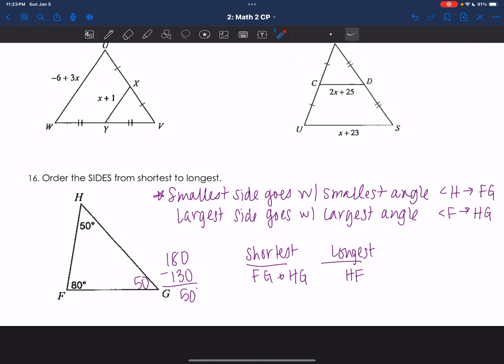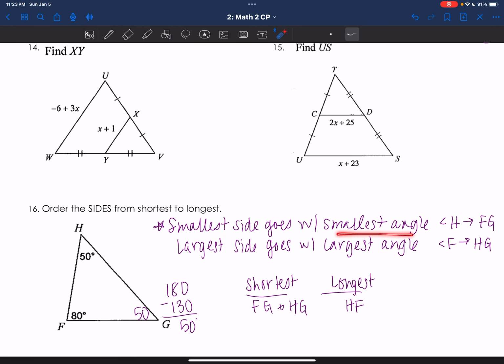All right, for 16, just remember the smallest side goes with the smallest angle, and the largest side goes with the largest angle. So this is going to correspond with there. And then in this case, this angle corresponds with this. So this angle goes with this side, so that way you know. But first we have to find that side, so that's why I did 180 minus 130 equals 50. And then now the two shortest sides are going to be this side and this side because they're opposite.